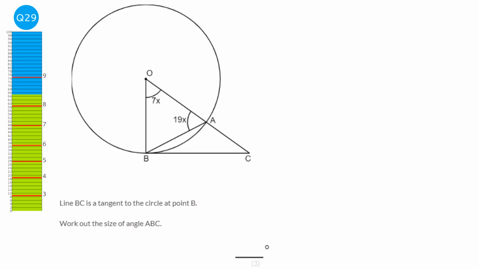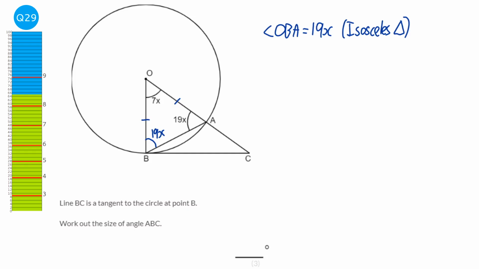The first thing to notice is we actually have two radii here. So we've got this radius here and this radius here. And all radii are always equal in length. So we have an isosceles triangle here. So this angle here is going to be 19x as well. And we've got to write that down. So we're going to say angle OBA is equal to 19x. And the reason is it's an isosceles triangle. Okay, so we know these two are equal.